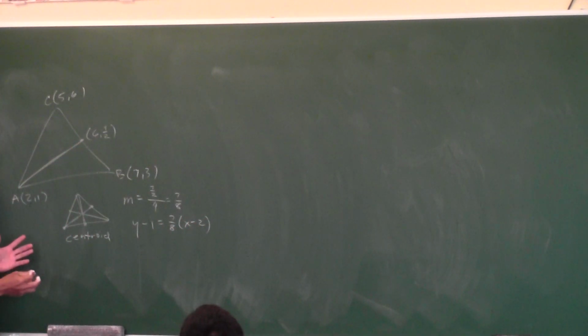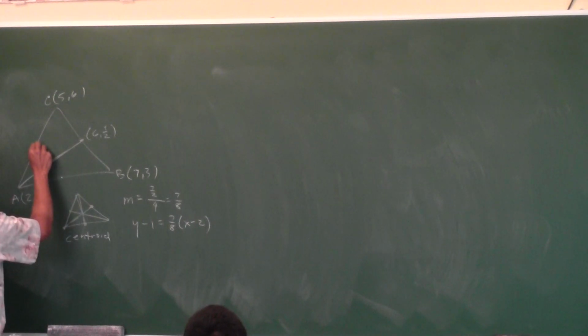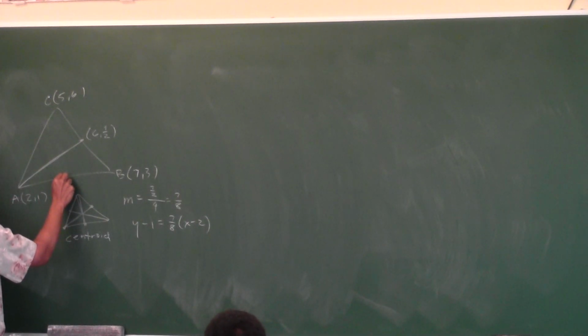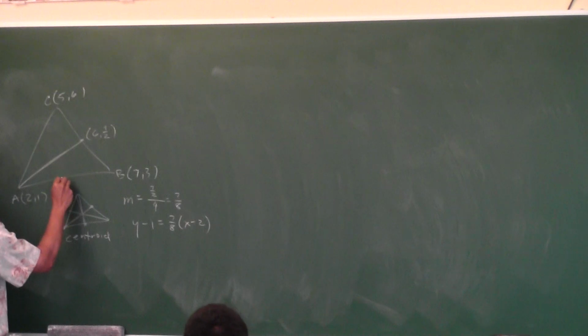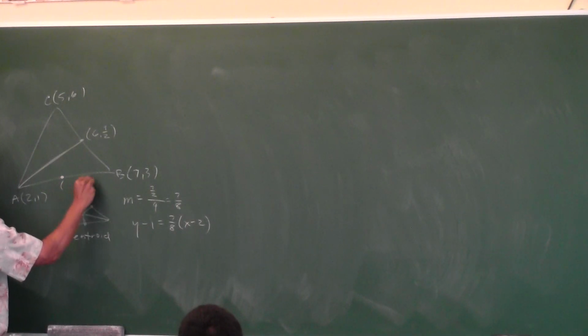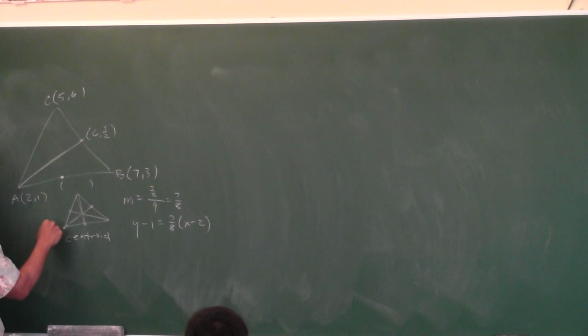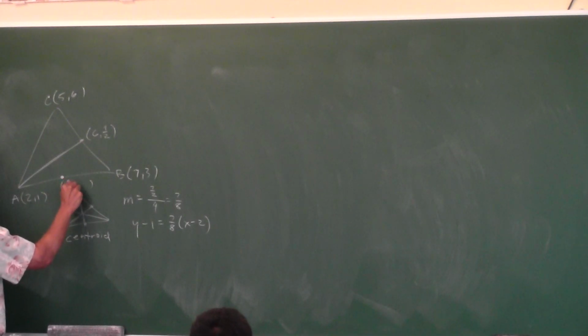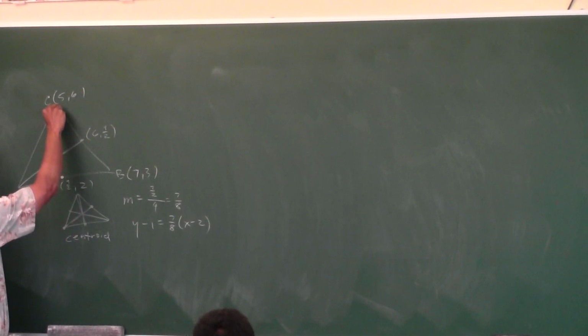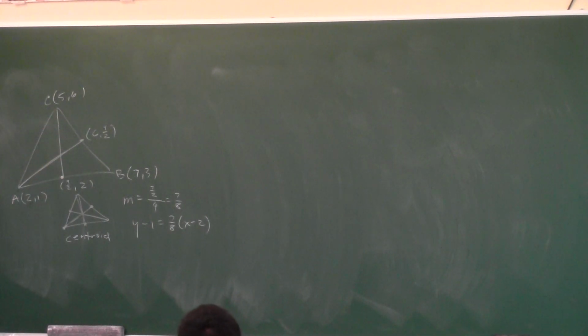Okay, now you need another median. Which one do you want to do? This one or that one? Pick one. Okay, let's pick this one. What are the coordinates of this midpoint? Quick. 9 halves, 2. You need to write the equation of that.